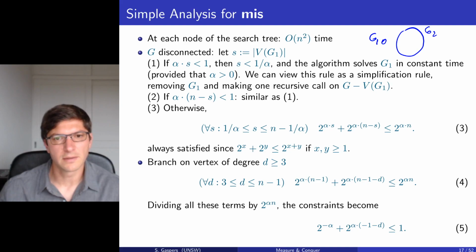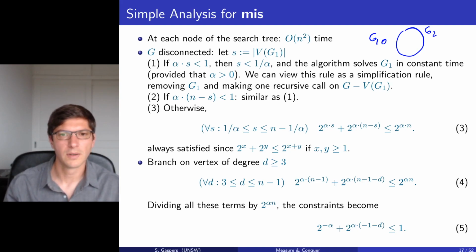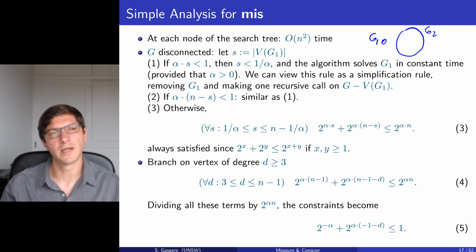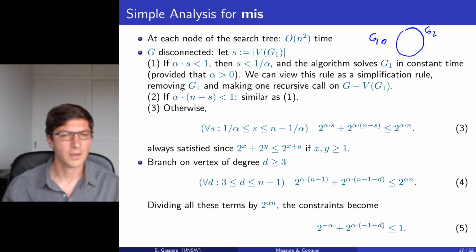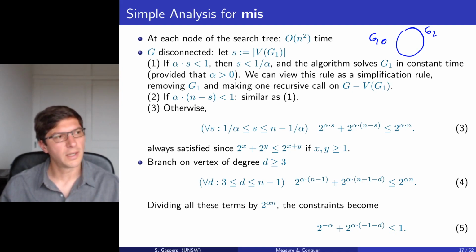And the constraint is that 2 to the power alpha times the size of the first instance plus 2 to the power alpha times the size of the second instance is at most 2 to the power alpha times the size of I. As the size of the instance, we are here going to take just the number of vertices. So we have 2 to the alpha times S plus 2 to the alpha times n minus S is at most 2 to the power alpha times n. But since we know that alpha times S is at least 1, and also that alpha times n minus S is at least 1, this constraint is actually always satisfied.